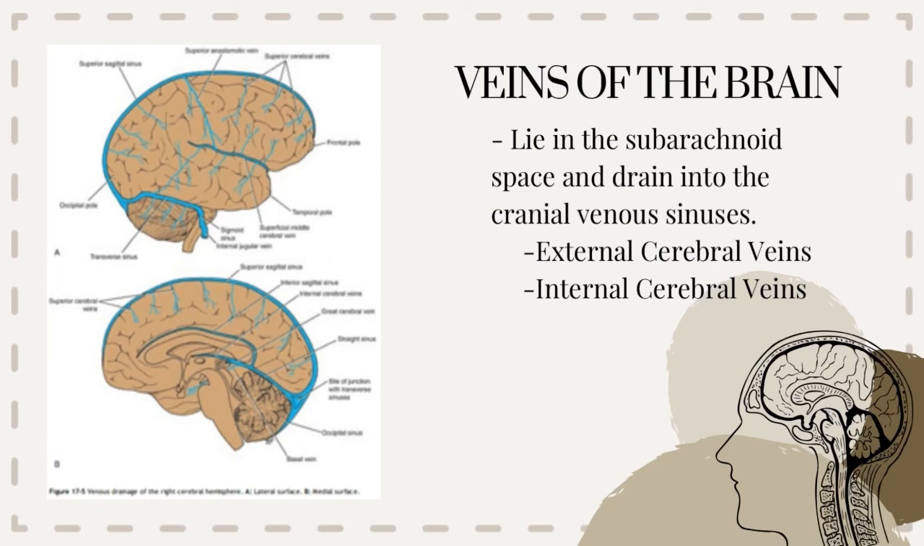Under your external cerebral veins, first is your superior cerebral vein. It will drain towards your superior sagittal sinus. Your superficial middle cerebral vein on the lateral surface will drain into your cavernous sinus. Your deep middle cerebral vein and your anterior cerebral and striate veins will drain into your basal vein, and your basal vein and your great cerebral vein will drain into your straight sinus. While your internal cerebral veins, like your thalamostriate vein and your choroid vein, will drain into your great cerebral vein to your straight sinus.